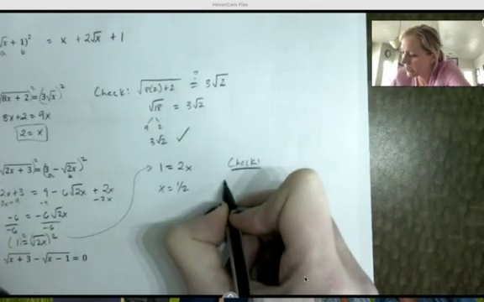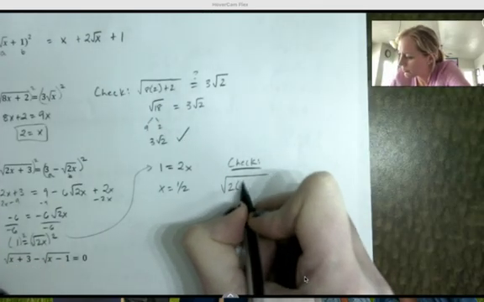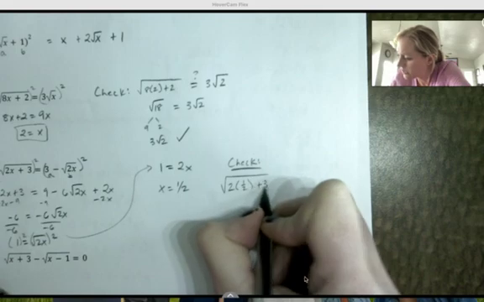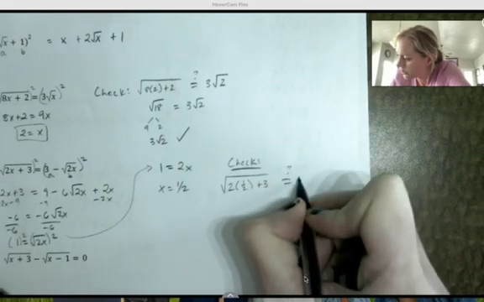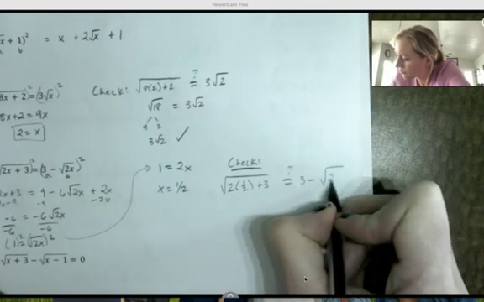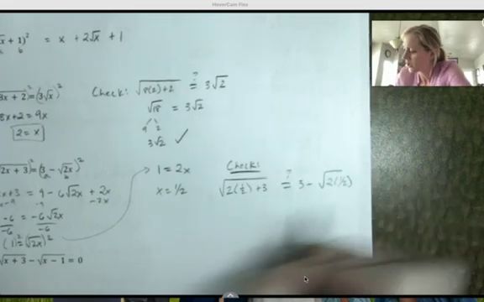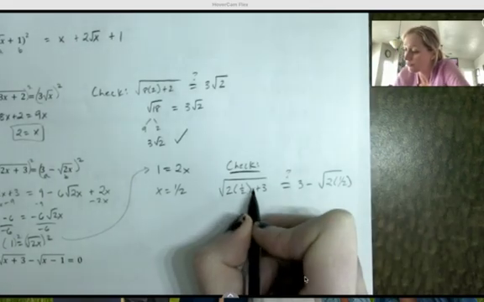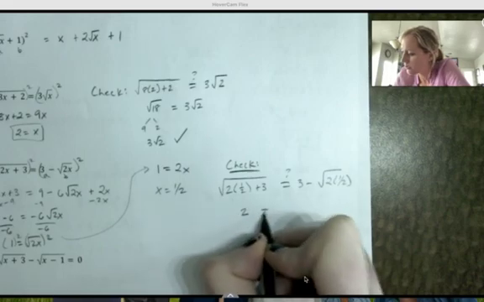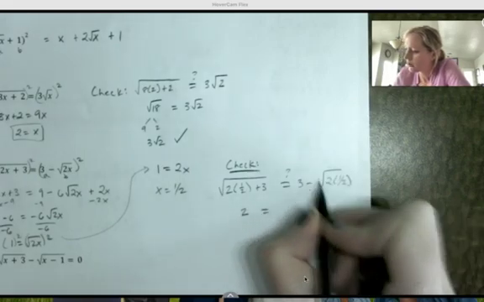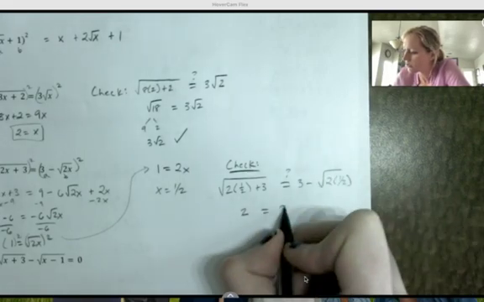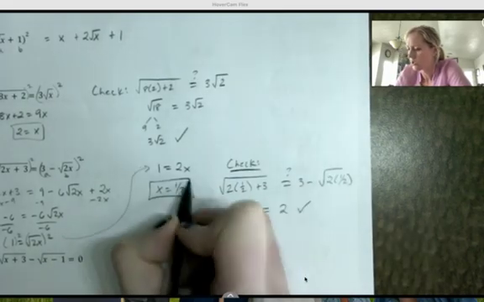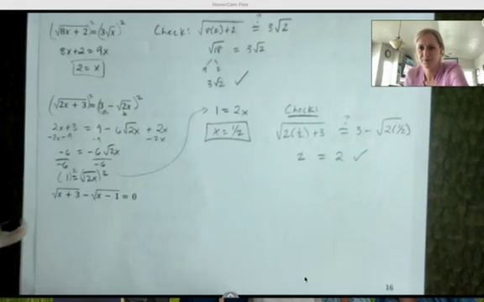So we've got square root of 2 times 1/2 plus 3. Does that equal 3 minus square root of 2 times 1/2? So here I get 1 plus 3 is 4. Square root of 4 is 2. Here I get square root of 1 is 1. 3 minus 1 is 2. So this one is a viable solution.